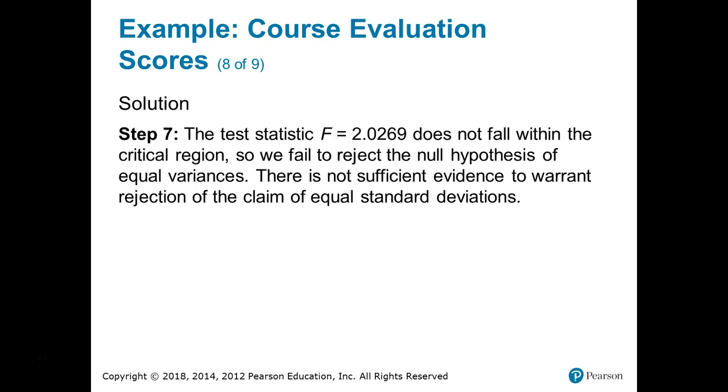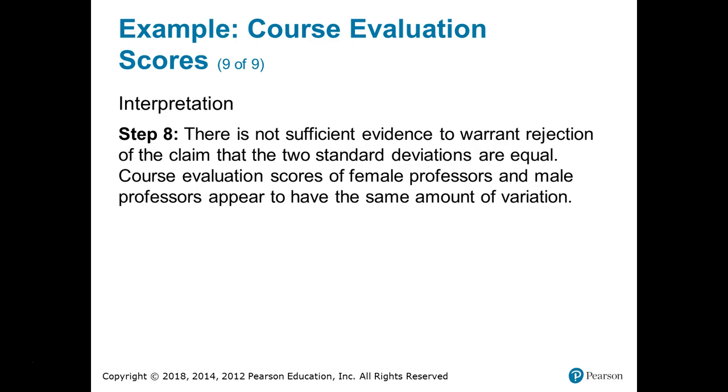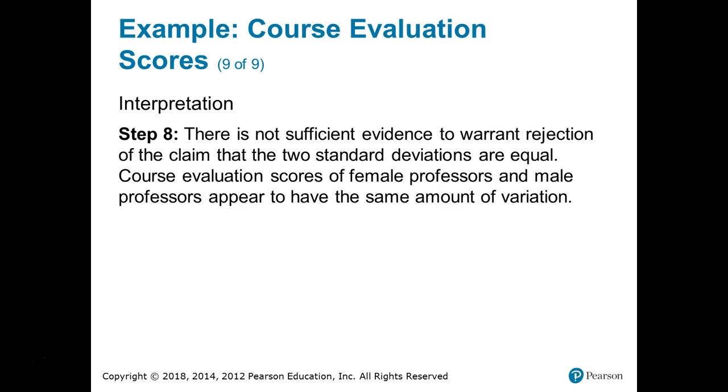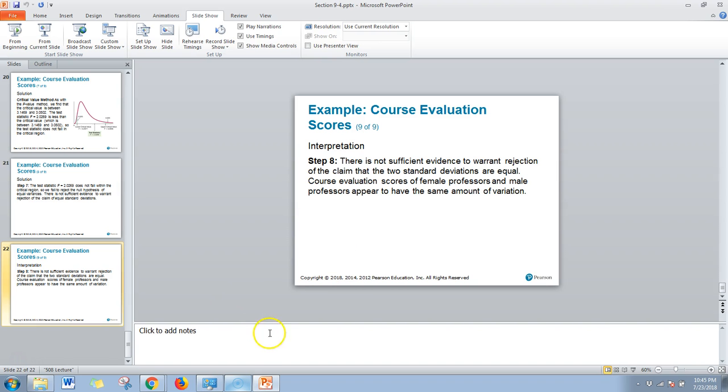So the test statistic of F equals 2.0269 does not fall within the critical region, so we fail to reject the null hypothesis. So there is not sufficient evidence to warrant rejection of the claim of equal standard deviations. I'm not done yet. I do want to show you how we can do this using StatCrunch.